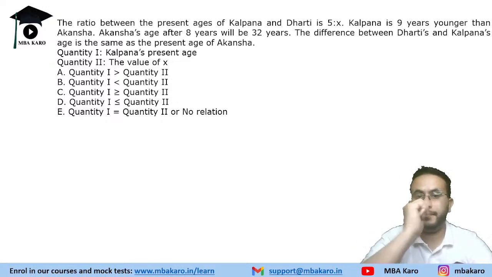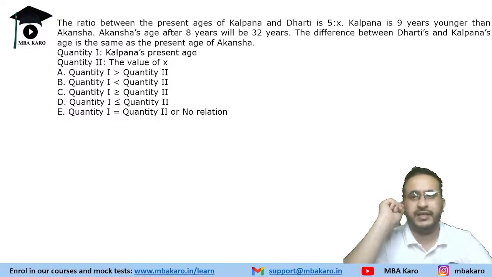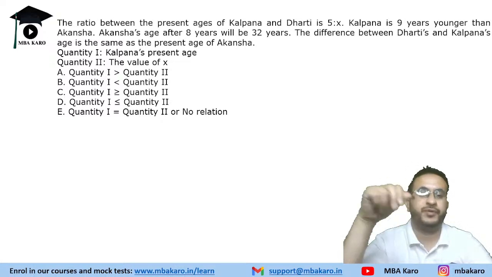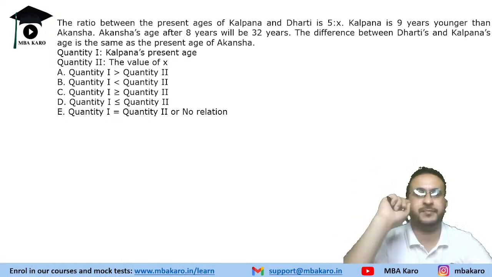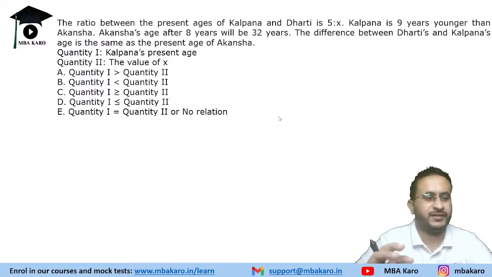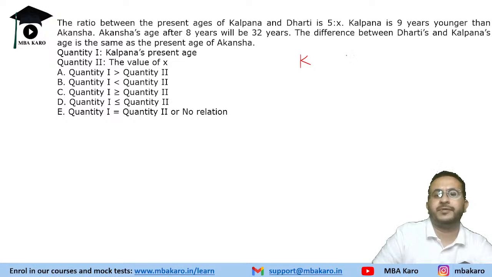The ratio between the present ages of Kalpana and Dharti is 5 ratio x. Then Kalpana is 9 years younger than Akansha. Akansha's age after 8 years will be 32, and difference between Dharti's and Kalpana's age is same as the present age of Akansha. So they have just extended the statement, right? So we have Kalpana, Dharti, and Akansha, three people mentioned.